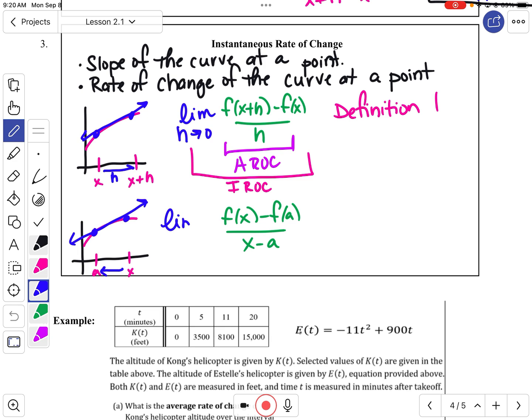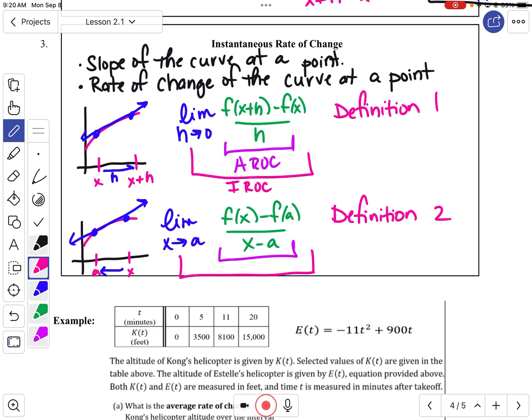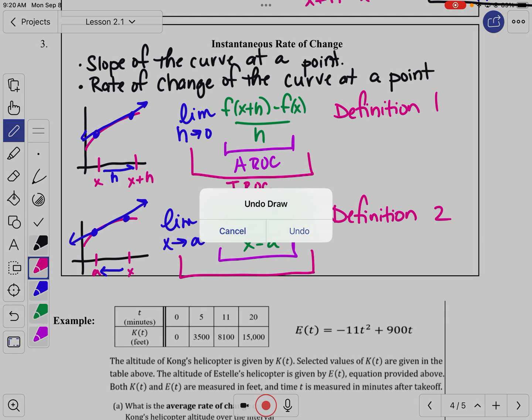So we're going to take the limit as x approaches A. So again, this first part is my average rate of change. When I add the limit, it becomes my instantaneous rate of change, all right? These are our two definitions for instantaneous rate of change, okay? We can't find the slope at just one point. That's why we have to use average rate of change and tack on the limit, okay? So that we're closing in that distance between the 2 points.